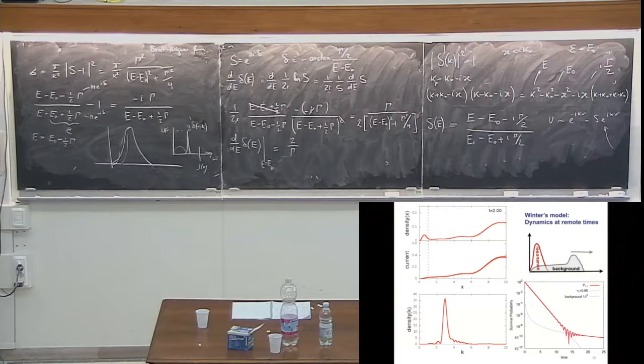In quantum mechanics, of course, the resonance decays exponentially, but the background decays as a power law. So it goes as 1 over time to some power. So it decays much slower. And because this decays much slower, at some moment, this background wins.